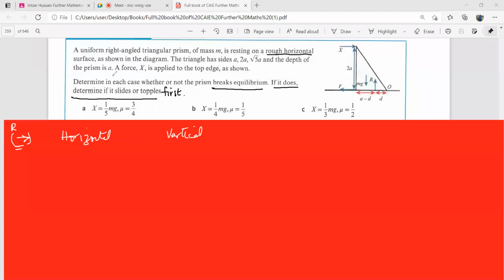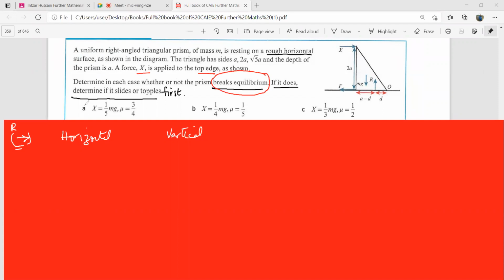Okay, guys. Now there's a question here. We have a rough horizontal surface here. There's a triangle, and all its sides are given. Like it's basically a triangular prism. It's a solid over here. There's a force X applied to the top edge here. And we have to determine, if this breaks the equilibrium, that means if it slides or topples.